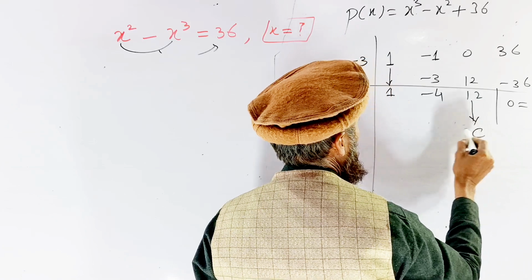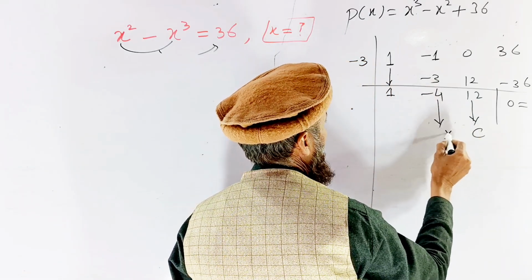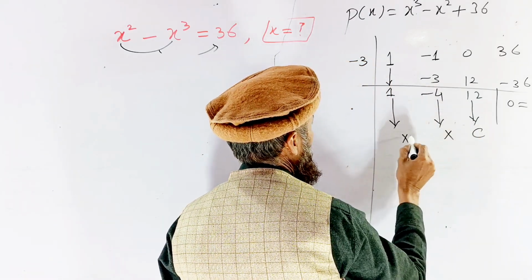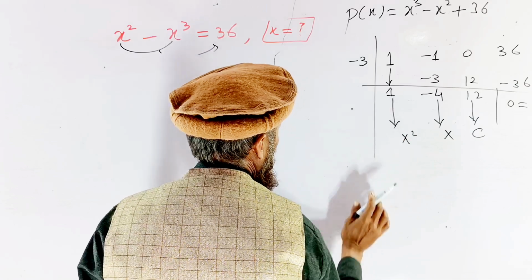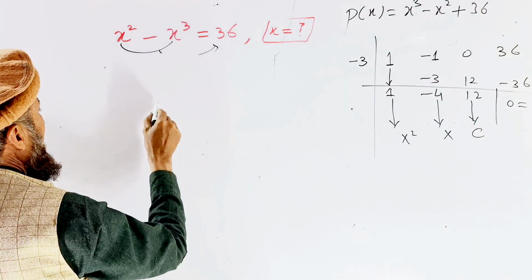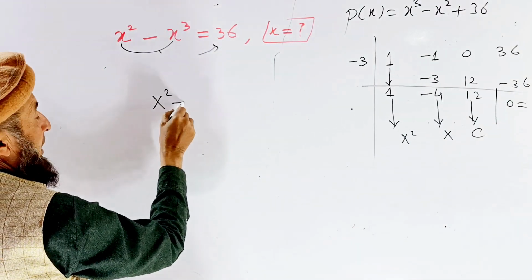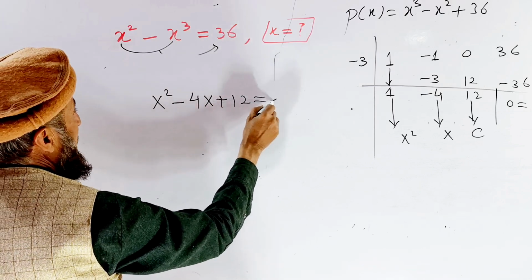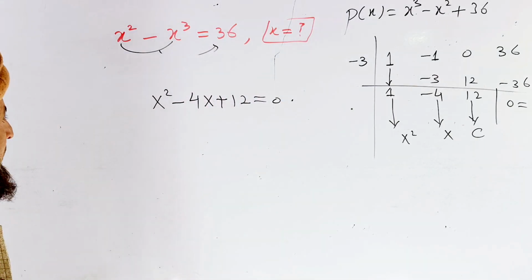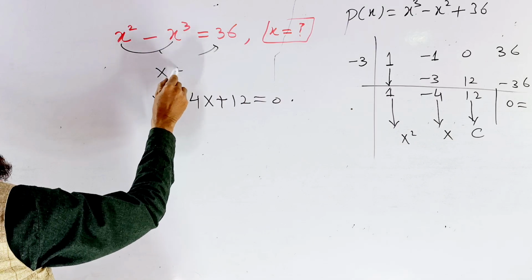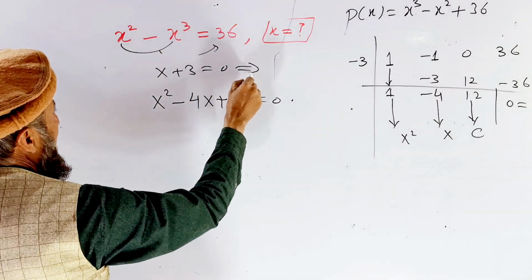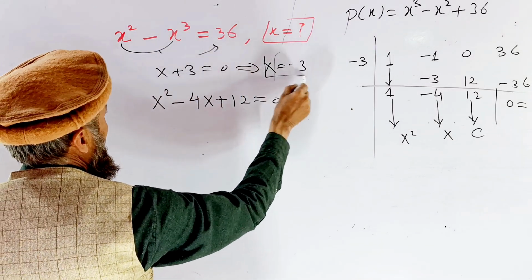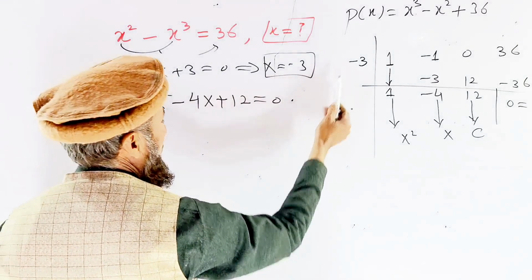This value is used for the constant, this is for x, and this is for x square. So now we get another polynomial: x square minus 4x plus 12 is equal to 0. In the first one we get x plus 3 is equal to 0, so x is minus 3. So one of the roots we have already got.